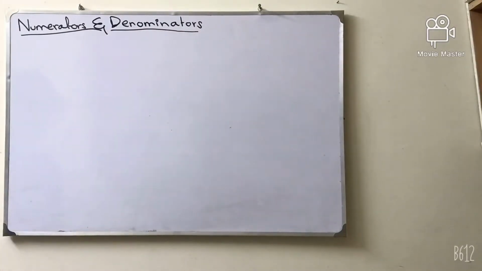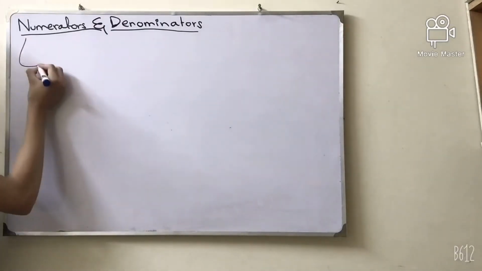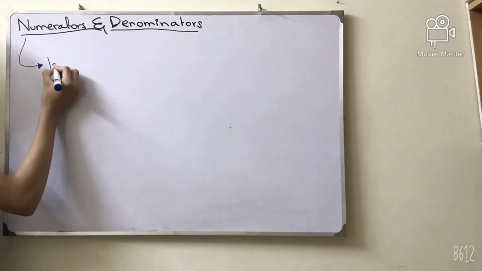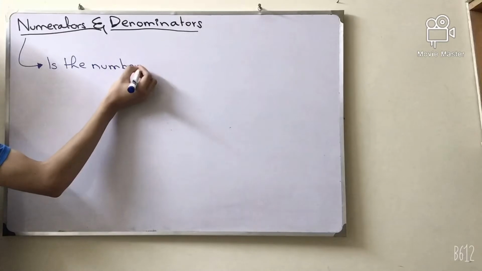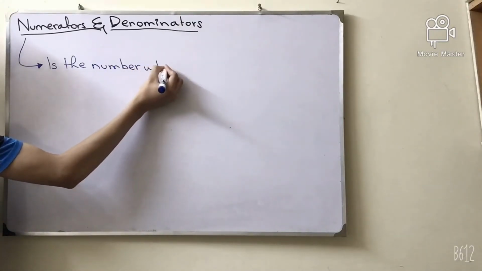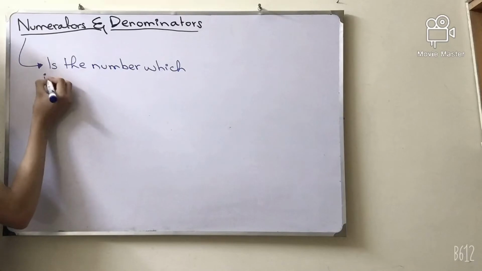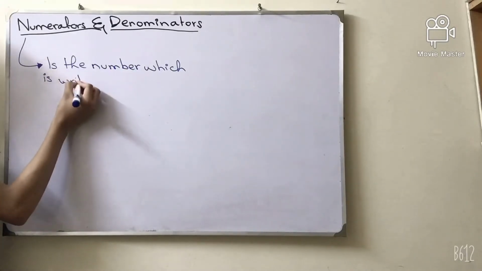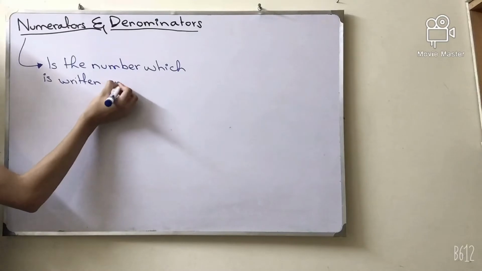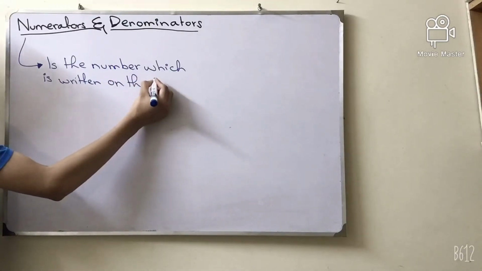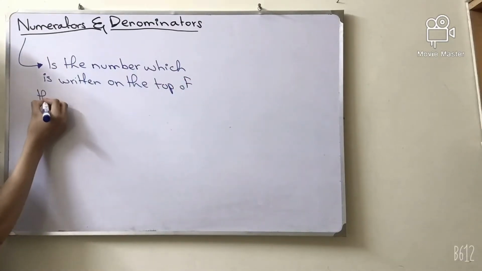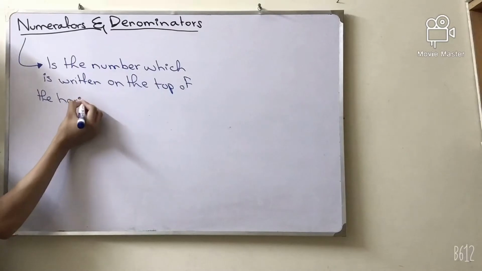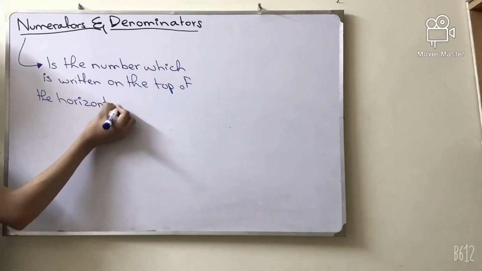First of all, let's focus on numerator. Numerator is the number which is written on the top of the horizontal line.